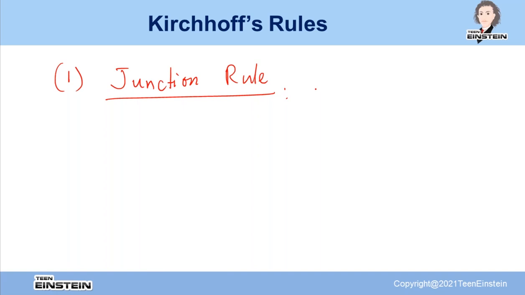the amount of current entering a junction is equal to the current leaving that junction. So if I just draw, suppose this is a point, and here many currents are coming. Okay, so this is a junction.